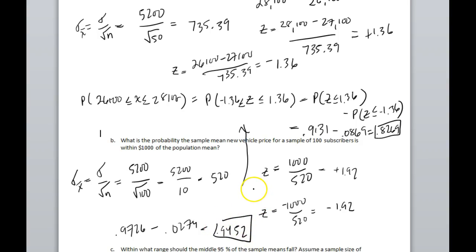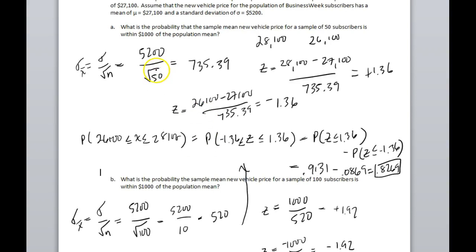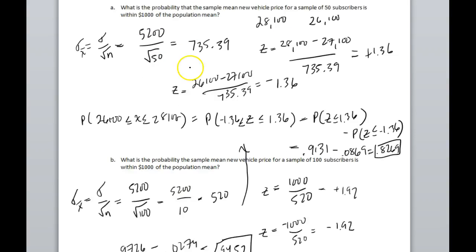What's interesting about this? So now we're saying, what is the probability that the sample mean of a new vehicle price of a sample of 50 subscribers is within 1,000 of the population mean? So it's fairly accurate to the population mean. Okay, notice what happens here.